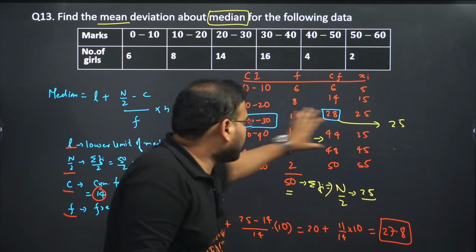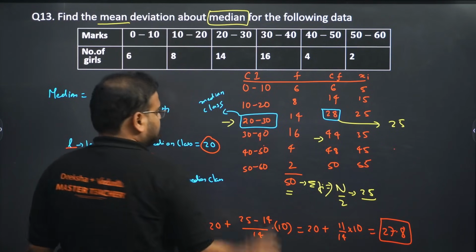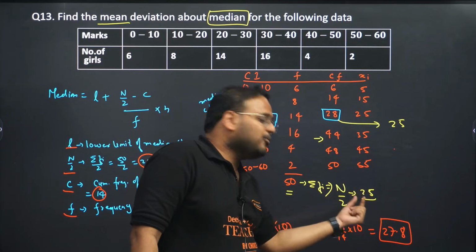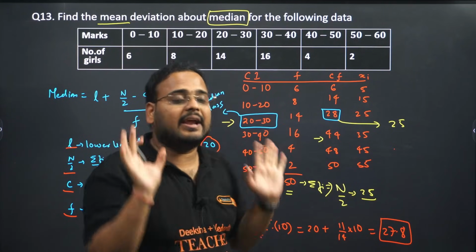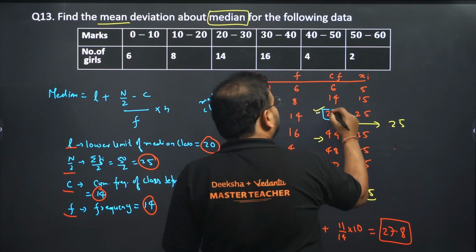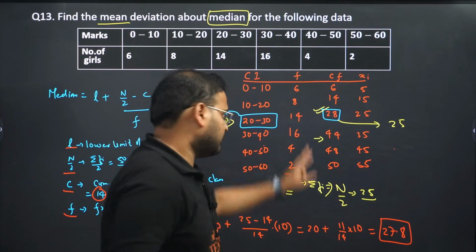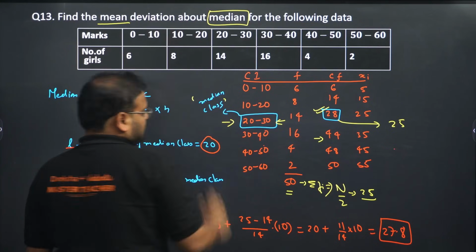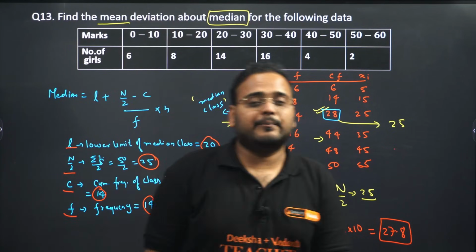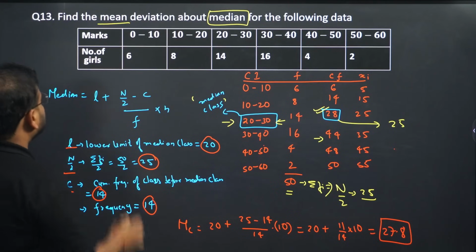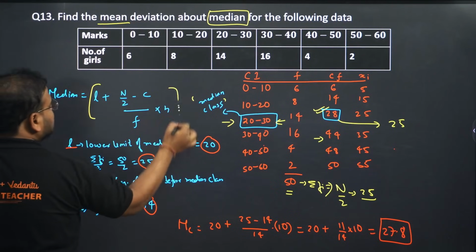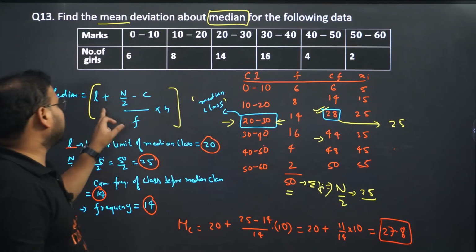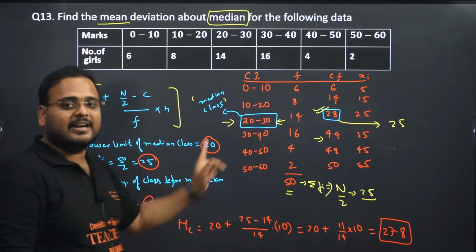Because what we're doing here is taking the median class, and for that simply check where the value of n by 2 is comfortably contained. It is 28, sir. 25 will be less than 28. The corresponding class is called the median class, and there the formula is this: L plus n by 2 minus C upon F into H.